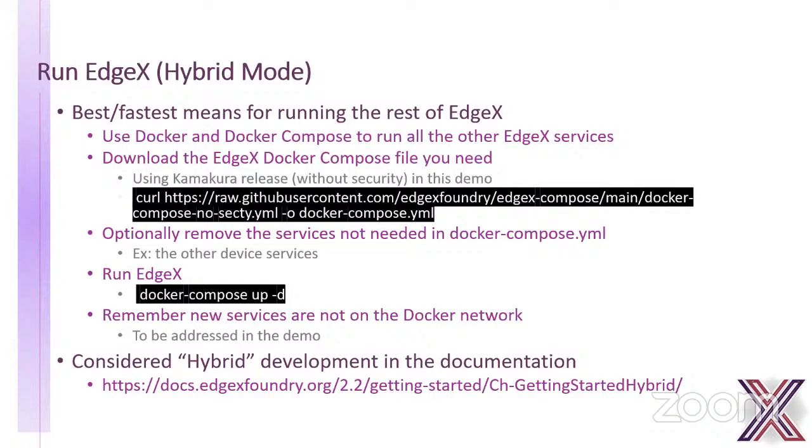This is one of the most often asked questions I get in Slack: why won't my service communicate with all the other services that are running in Docker? Well, it's typically because you've forgotten the fact that you're outside the Docker network. So we'll make sure to address that as we take a look at our demo.